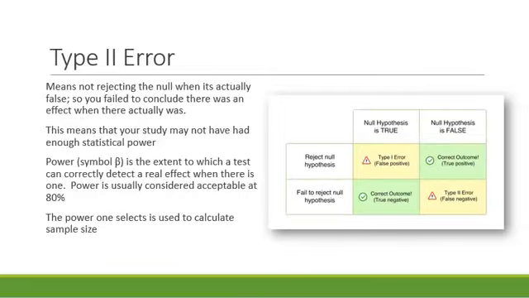Type 2 error means not rejecting the null when it's actually false. So you failed to conclude that there was an effect when there actually was. This means that your study may not have had enough statistical power. Power is the extent to which the test can correctly detect a real effect when there is one. Power is usually considered acceptable at 80%. The power one selects is used to calculate the sample size.